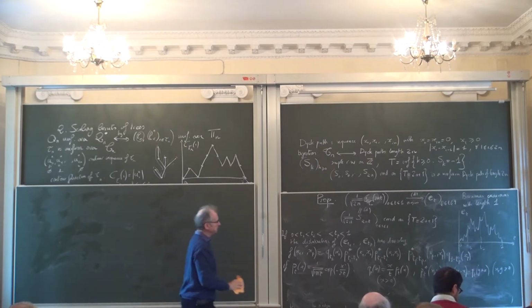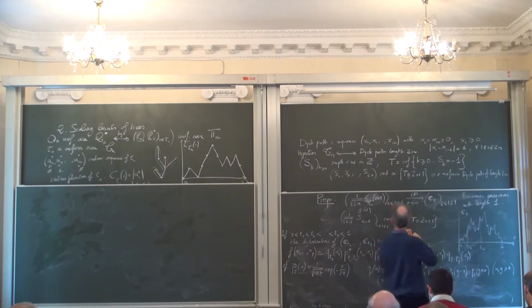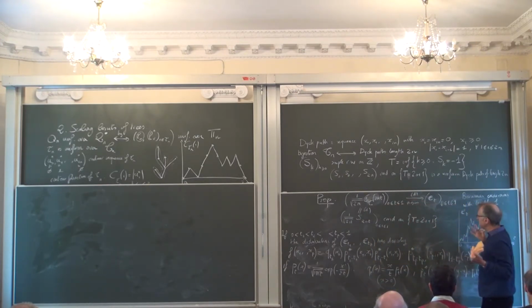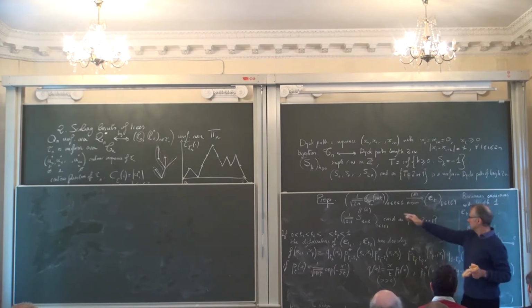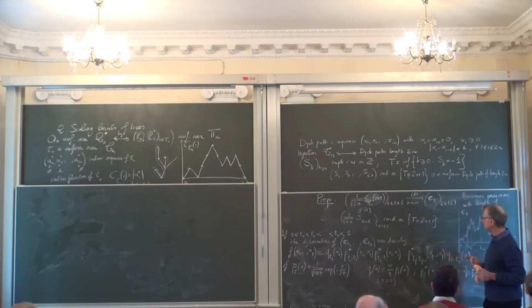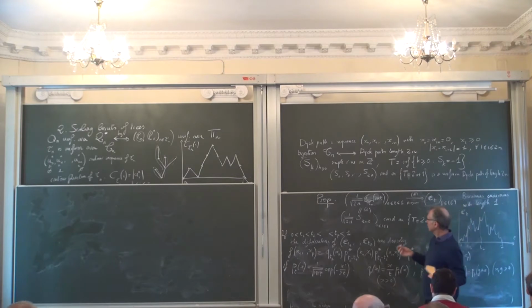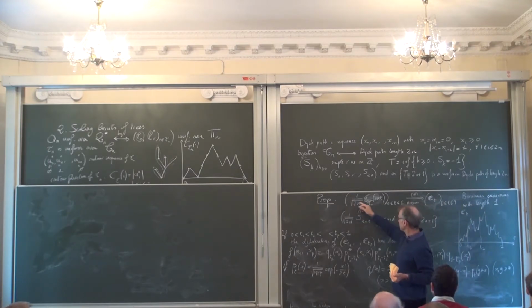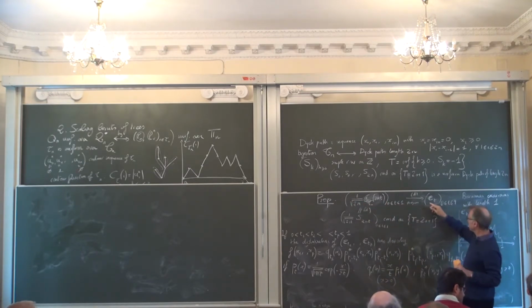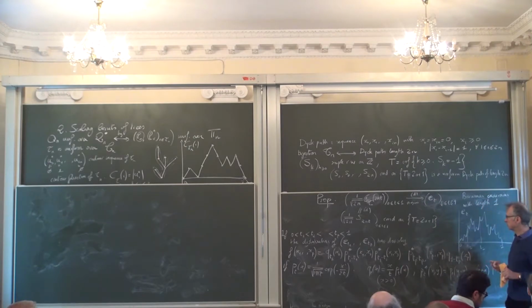So I did not say it, but this convergence is in a functional sense. This convergence in distribution is in the space of continuous functions from [0,1] into R. You can take the expected value of any bounded continuous function on this functional space of this quantity. It converges to the same expectation for the Brownian excursion.